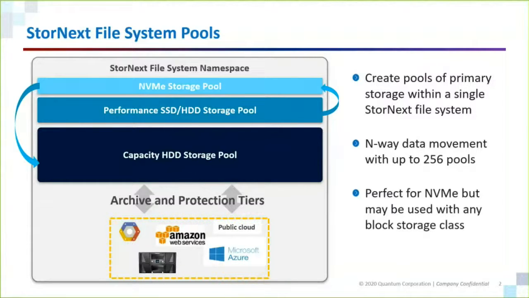If you're familiar with StorNext, you're probably aware that it's able to do tiering, and has been for a long time, to secondary storage targets, things like public cloud, object storage, and tape. This pools feature is not part of that tiering system. So this is entirely separate and entirely within the file system itself. So that means you don't need to license that secondary storage tiering if you don't need it. It's not required to use file system pools.